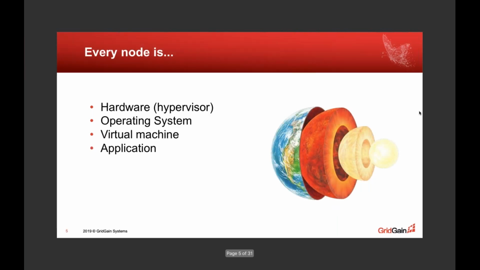Let's look at what every node is. It's like a set of layers. On the lowest level, there is hardware, or a hypervisor if you work in a virtualized environment. On top of that, there is an operating system. Sometimes you have a virtual machine. It's quite often to have some kind of virtual machine. If you have a Java, .NET, or Python application, then you have some kind of virtual machine, and this is a pretty common thing. And on top of that, there is an application.